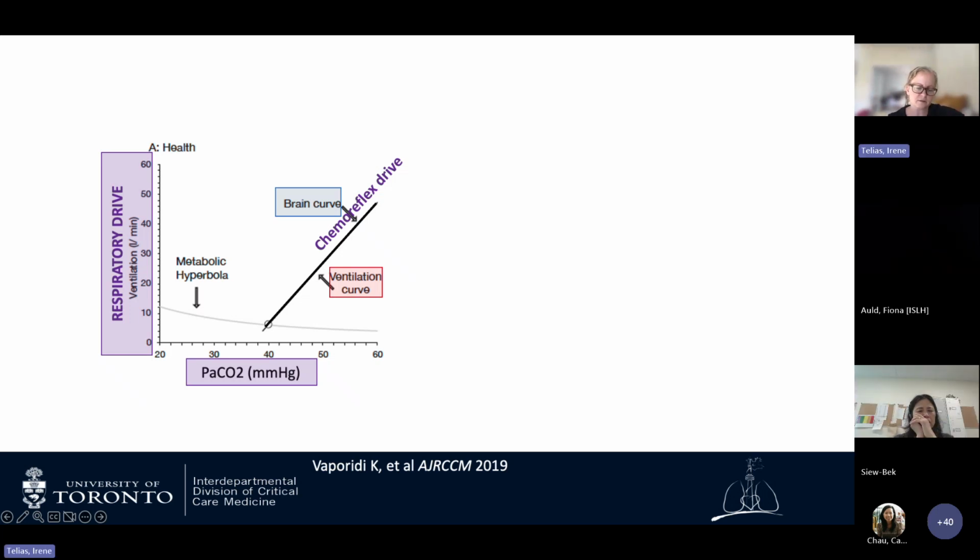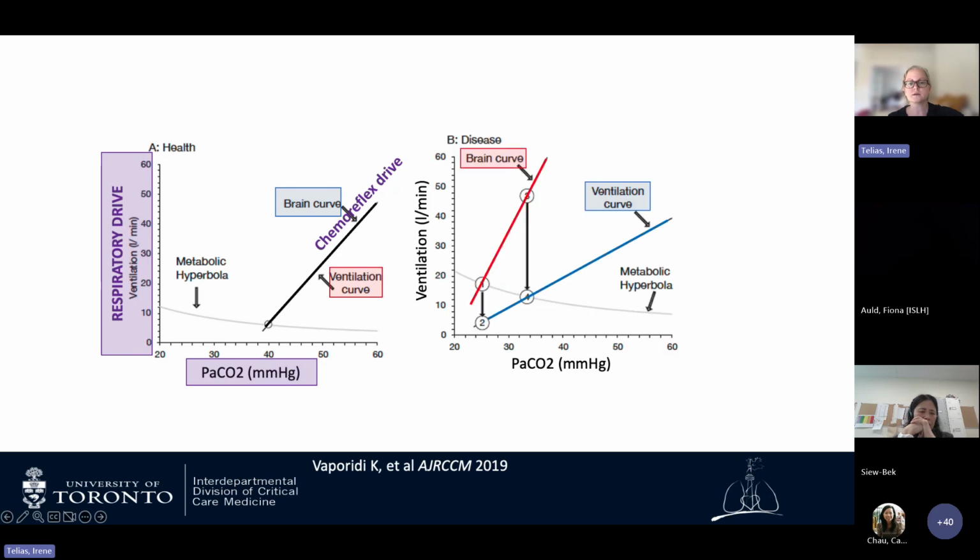So for a certain CO2, the patient wants, let's say, 20 liters per minute ventilation, but it's also getting 20 liters per minute ventilation. What happens when we have a respiratory muscle dysfunction? When we have respiratory muscle dysfunction, these two curves dissociate. Okay, so let's take a minute to go through each of them. Let's say we start here in the number one.